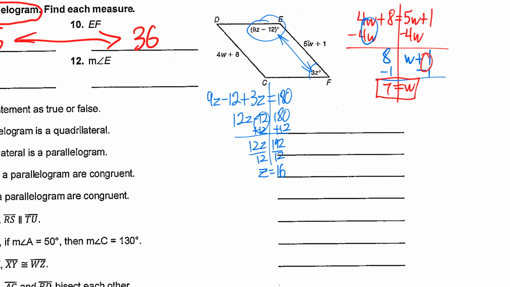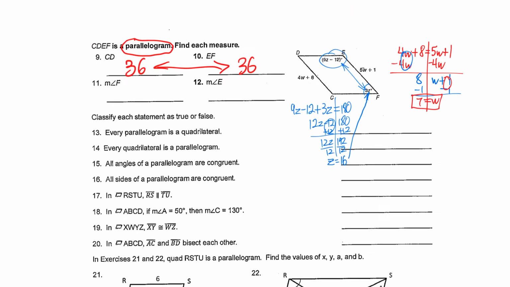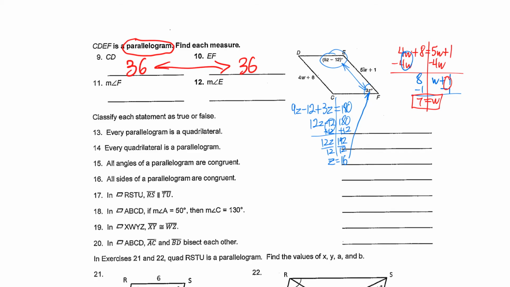So if Z is 16, I'm going to take that 16, plug it in right there. 3 times 16 is 48. And then for angle E, I'm going to take 16 and plug it in right there. 9 times 16 minus 12 is 132. Or you could do 180 minus 48. That's right.